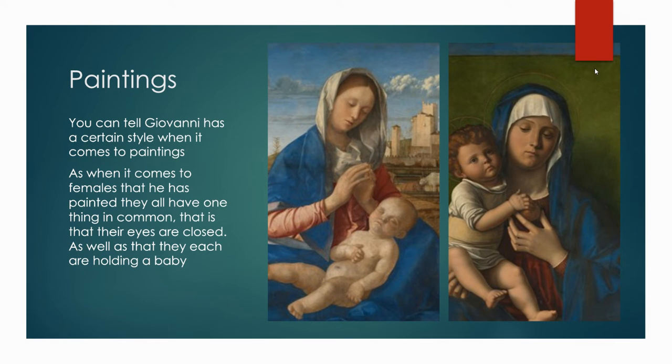In these two of his paintings, you could tell that Giovanni has a certain style. When it comes to females, he usually draws more or less the same person, and with children as well. They also have their eyes closed, which is a very interesting detail, because all of his paintings that include a female, they are holding a child and they have their eyes closed, which is very weird. Or who knows, that might have been his signature, as many people call it.